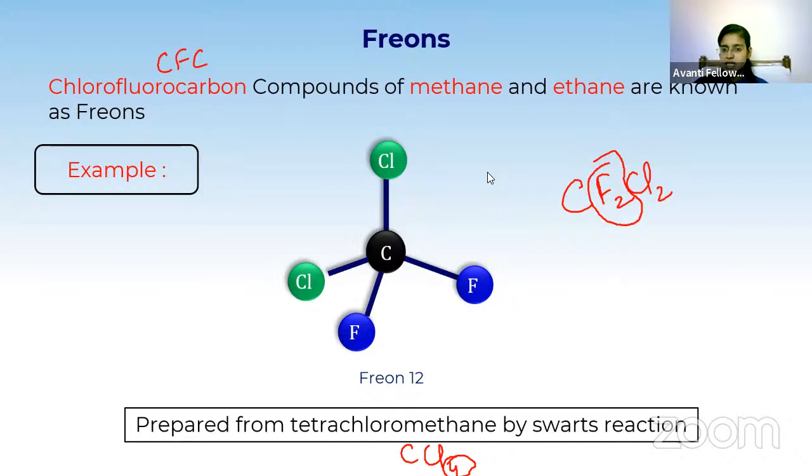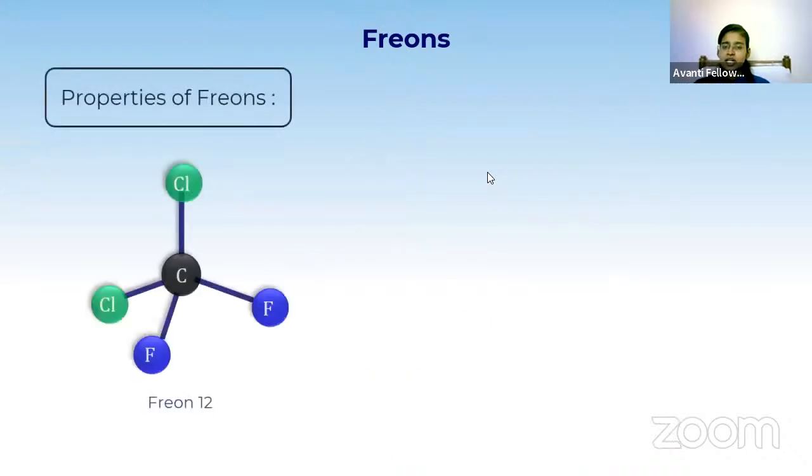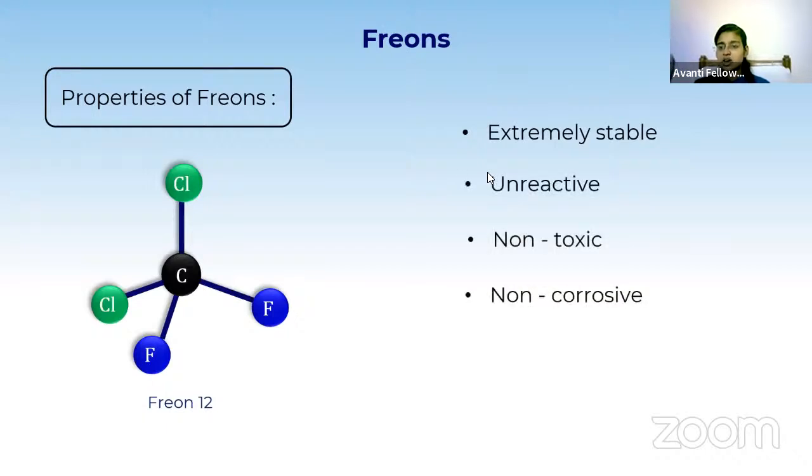Swarts reaction, I already explained to you in the beginning of this lesson itself. In the halogen exchange reaction, we have studied this. This is actually called freons. Some of the properties of freons are: they are extremely stable, unreactive, non-toxic, non-corrosive and a liquefiable gas. It has less toxicity. It is not that poisonous and it won't react with other compounds also. These are some of the properties of the freons.